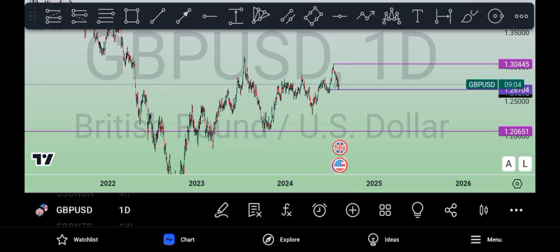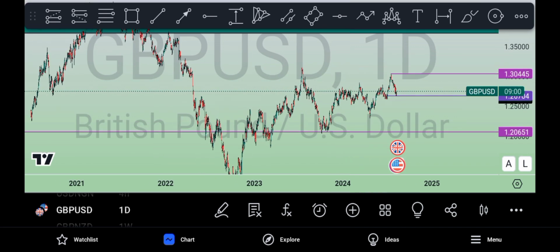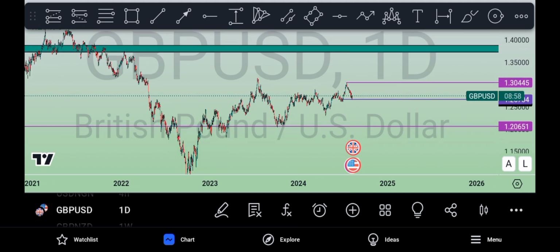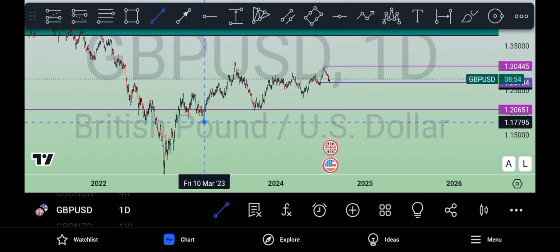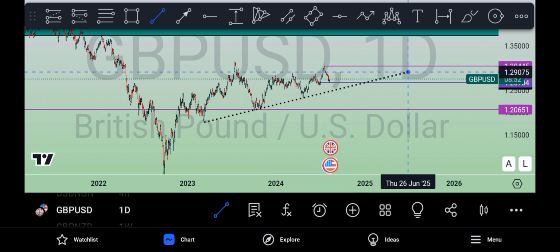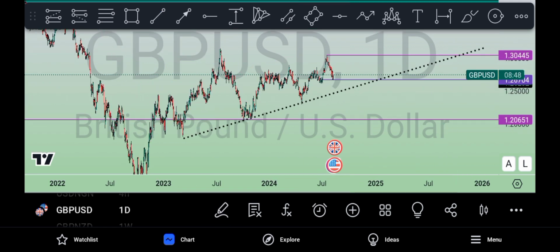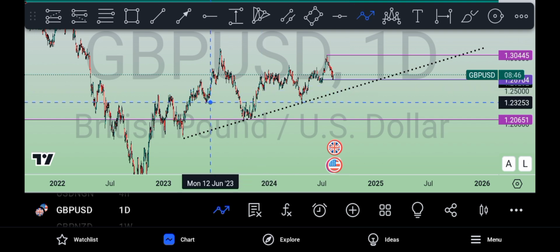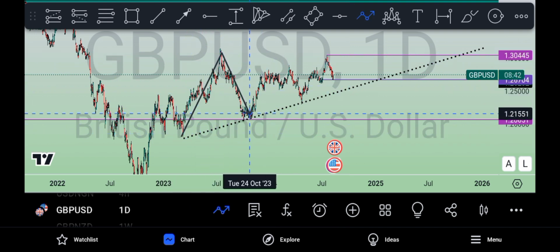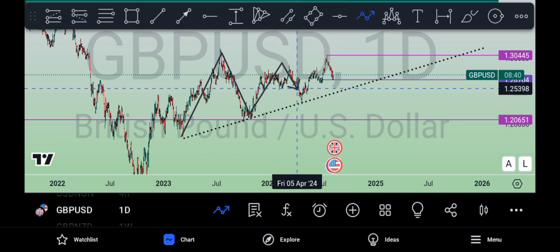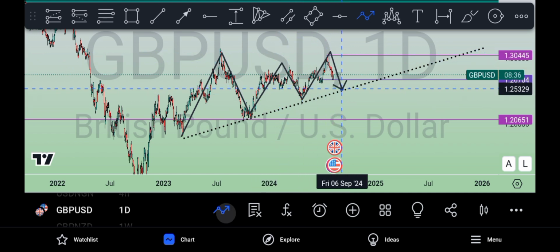So today, before me and you right now, I have GBP USD. Now, as we all know, GBP USD has been on a pullback, which is a bullish movement. As you can see, higher highs and higher lows, higher highs and higher lows, and the market has been bullish for a while now. We have been on this uptrend right here.